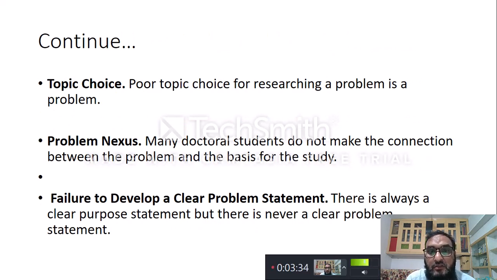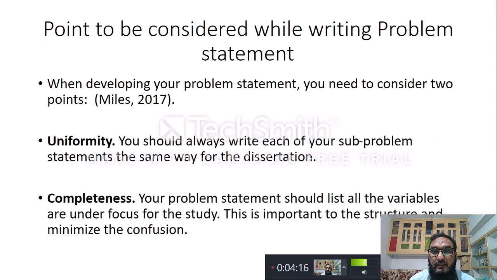Topic choice. Poor topic choice for researching a problem is a problem. Students often don't know how to choose their topic properly, and this comes with reading. The more you read, the more you will understand how to make a good topic. Problem nexus. Many research students do not make the connection between the problem and the basis for the study. Failure to develop a clear problem statement. There is always a clear purpose statement, but there is never a clear problem statement. So you should keep all these things in your mind.